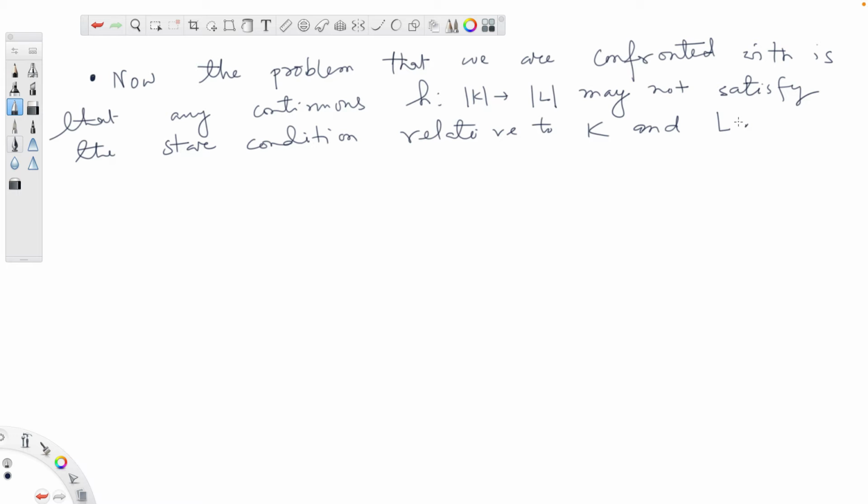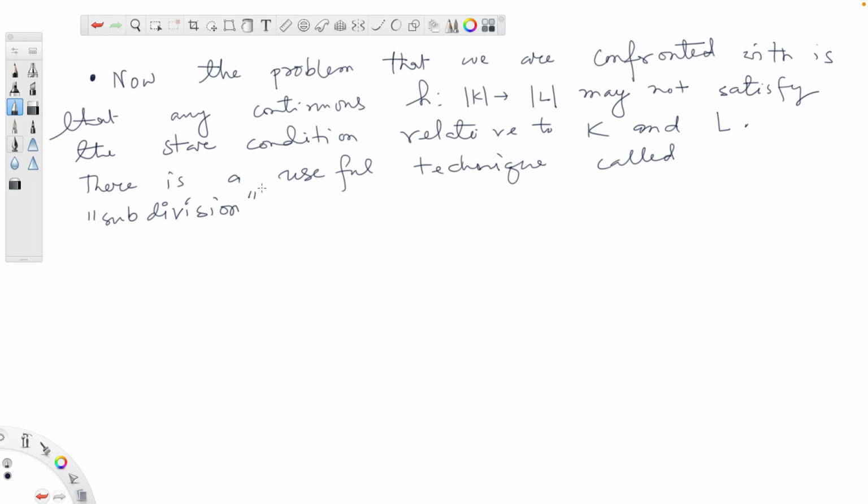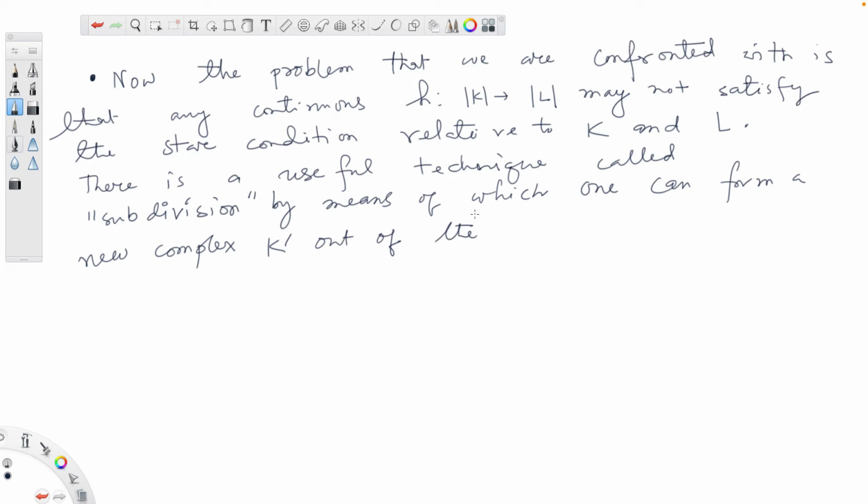So what do we do then? There is a useful technique called subdivision, which is yet to be defined. We have not defined this term subdivision yet. By means of this technique, one can form a new complex K prime out of this old complex K, with the same underlying space. It is important that they should have the same underlying space.